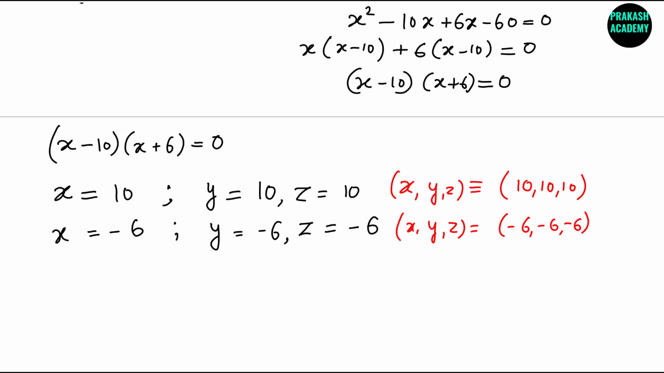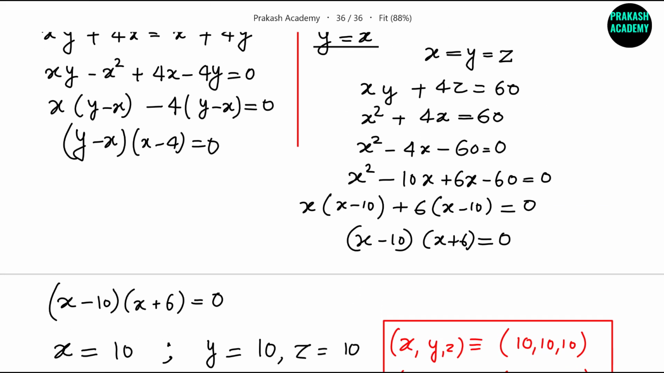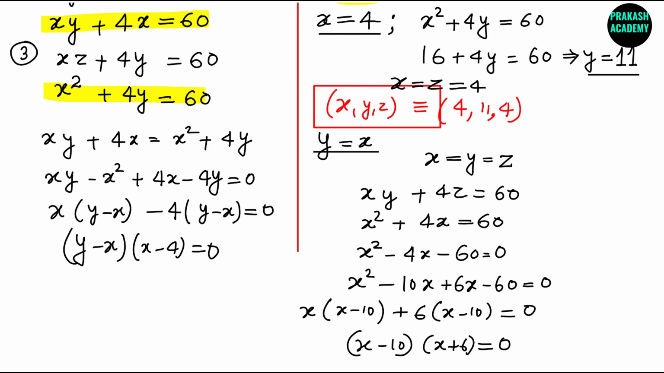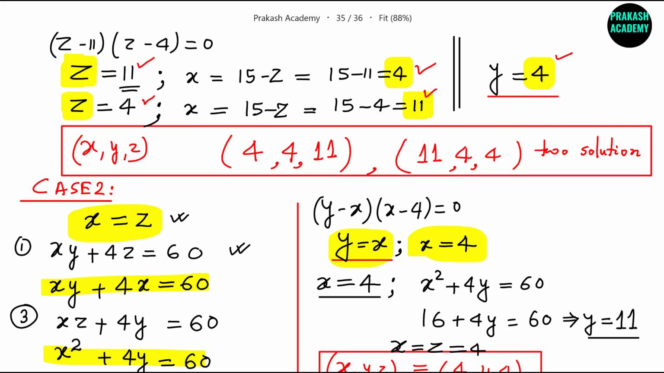So how many solutions do we have? In the first case we have two solutions here, and then one solution here, that is 3 solutions, and we can have 2 solutions here. So total 5 solutions are possible in this case.